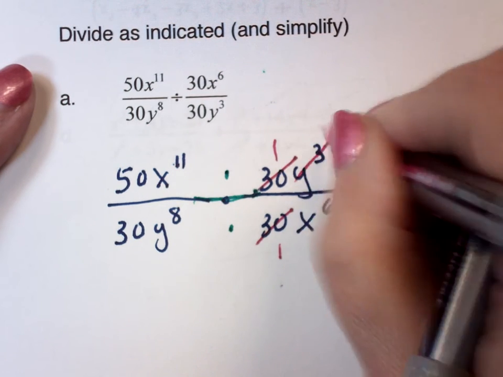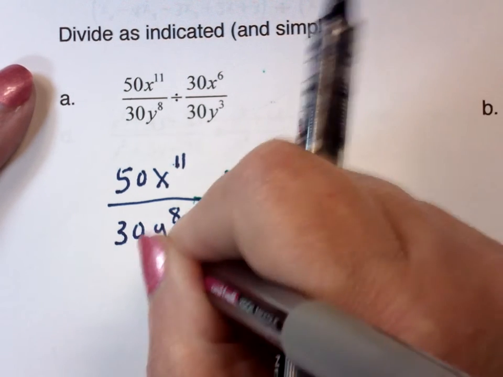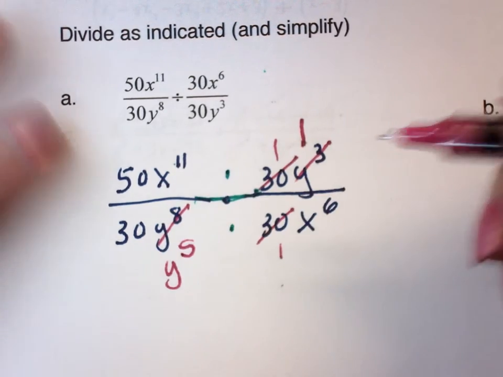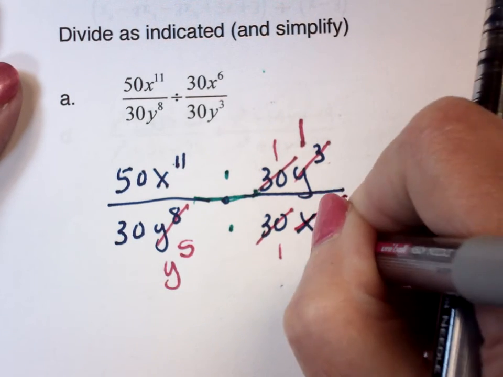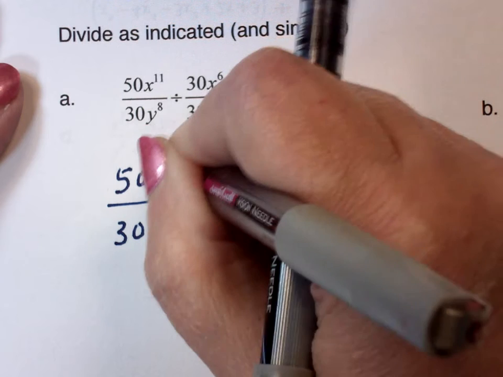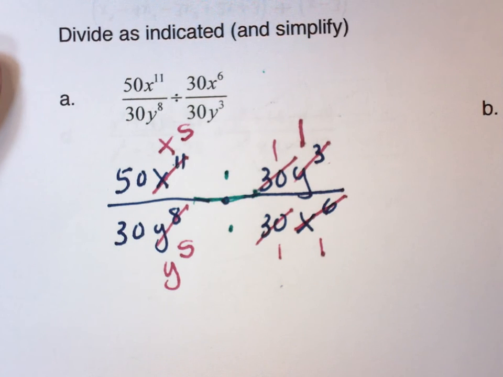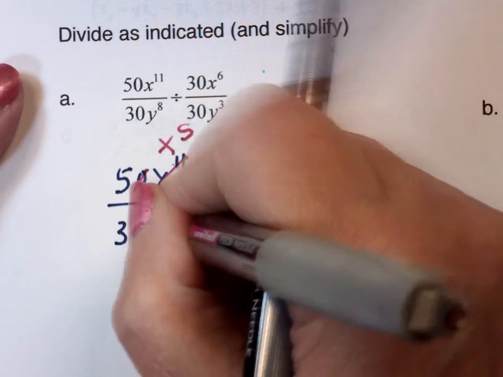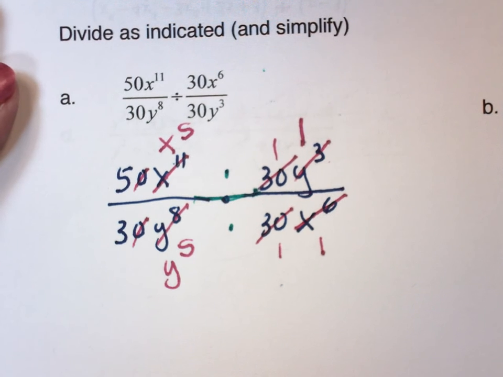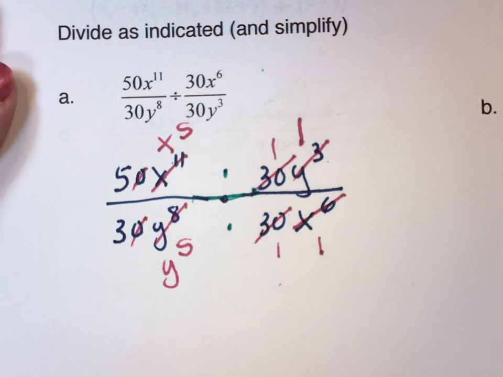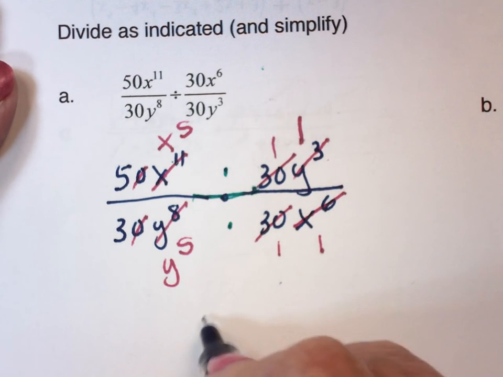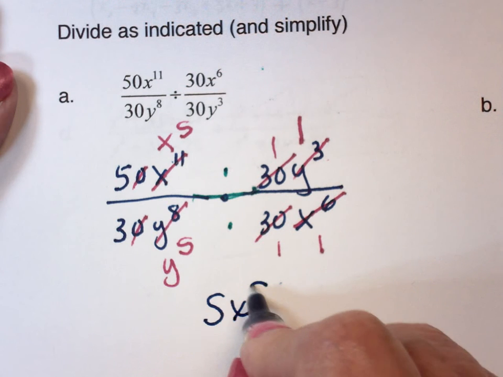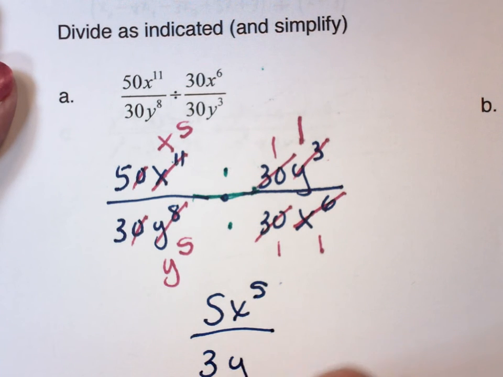I've got 3 x's and 3 y's in the numerator, 8 in the denominator. So I'm going to take 3 from those 8, leaving me with 5. 6 x's in the denominator, 11 in the numerator. And then I can take a 10 from 50 and 30. So what am I left with? This has gone away completely. These are all ones. So it's going to be 5x to the 5th over 3y to the 5th.